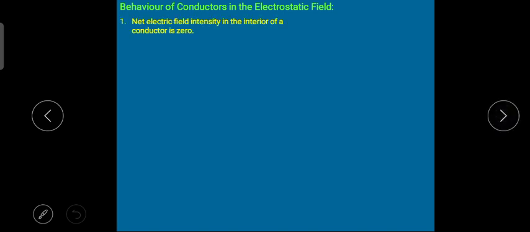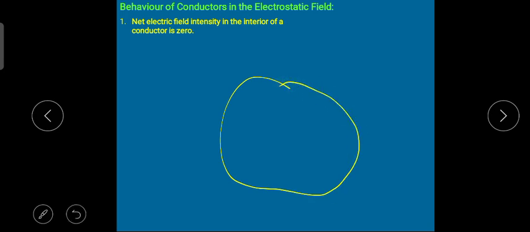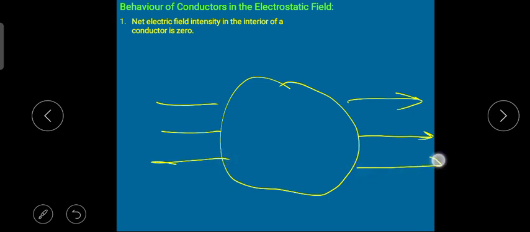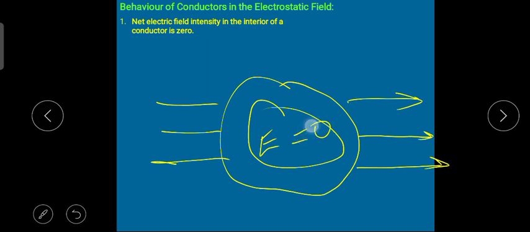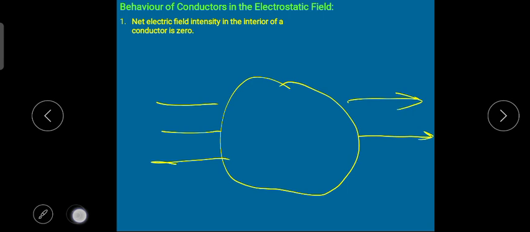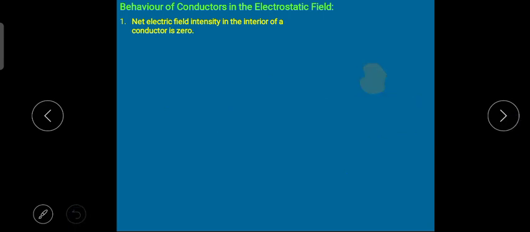Starting with the first, that is net electric field intensity in the interior of a conductor is 0, which means that suppose there is a conductor of this shape, it could be of any shape, and you have applied the electric fields, but these electric fields cannot be present inside the conductor. That means electric field at this point will be 0 inside the conductor. This is all about, which is shown in this figure.